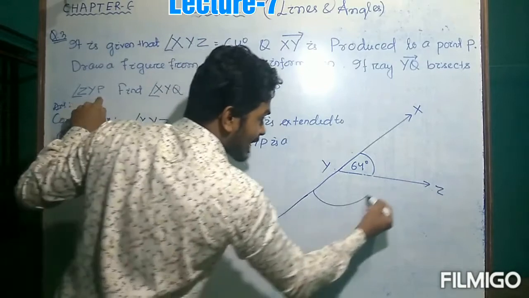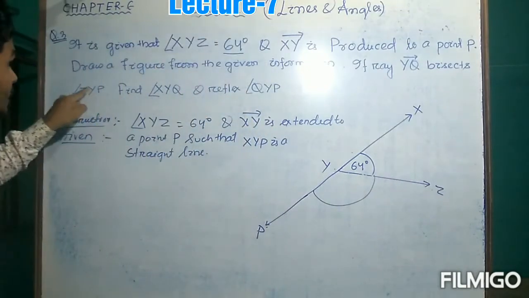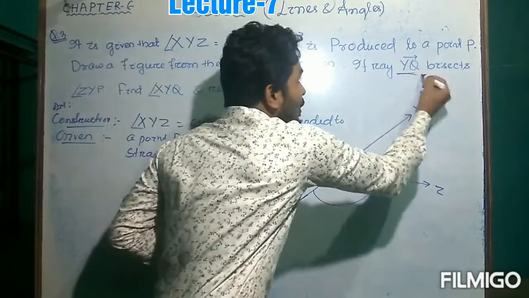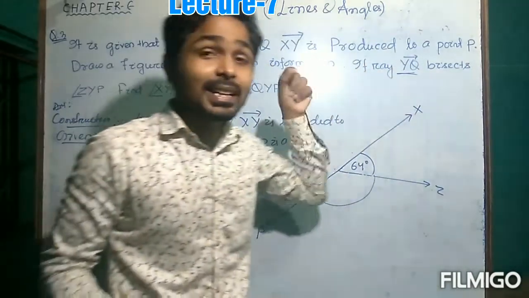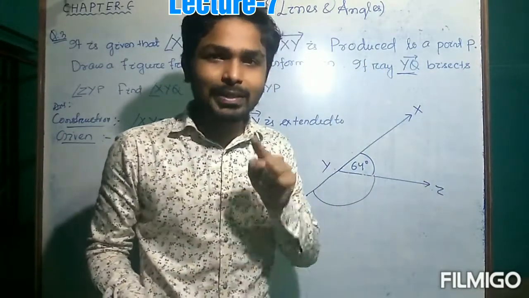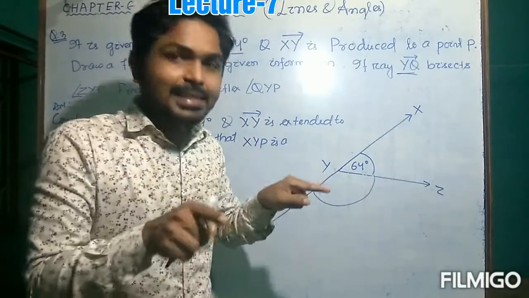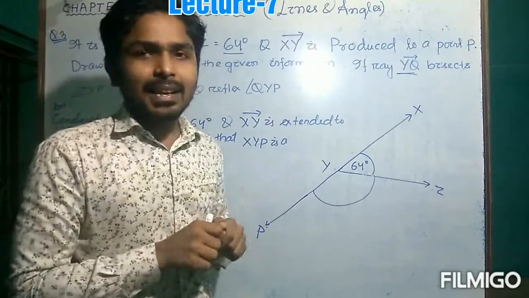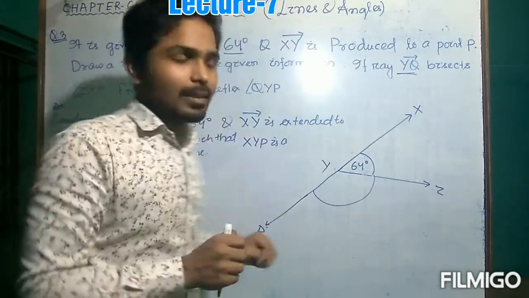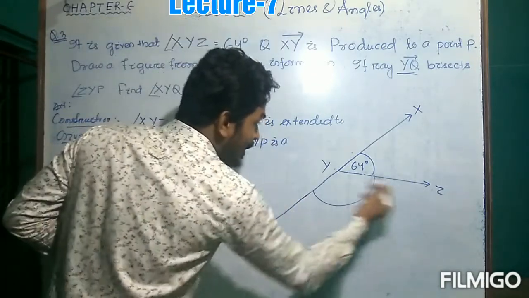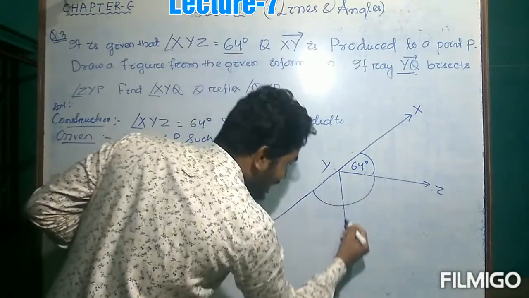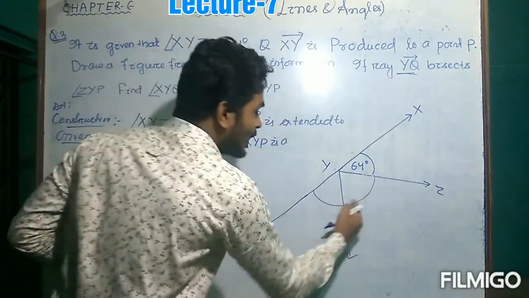Now, if ray YQ bisect angle ZYP, first find the angle ZYP. This angle ZYP. Okay. So to this angle YQ ray bisect. So YQ is an angle bisector. I have told you what is an angle bisector. An angle bisector is a line which bisect or which divides an angle into two equal halves. Okay. So now this ZYP angle is being divided into two equal halves.